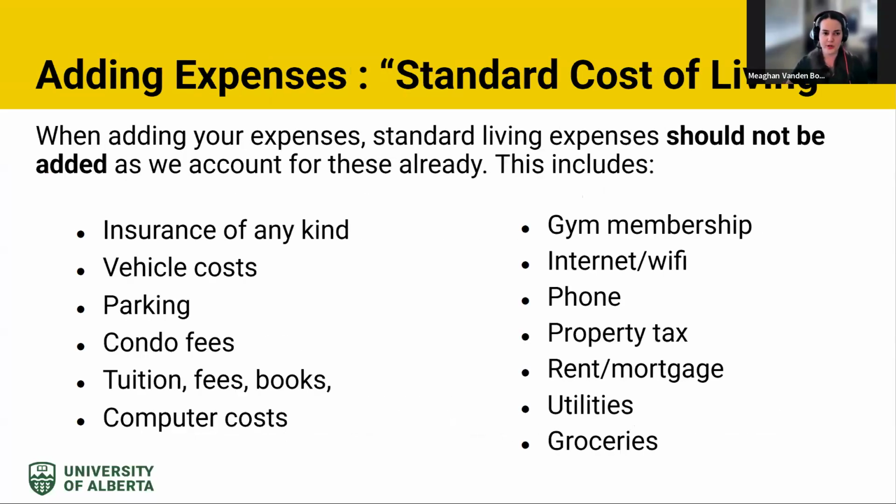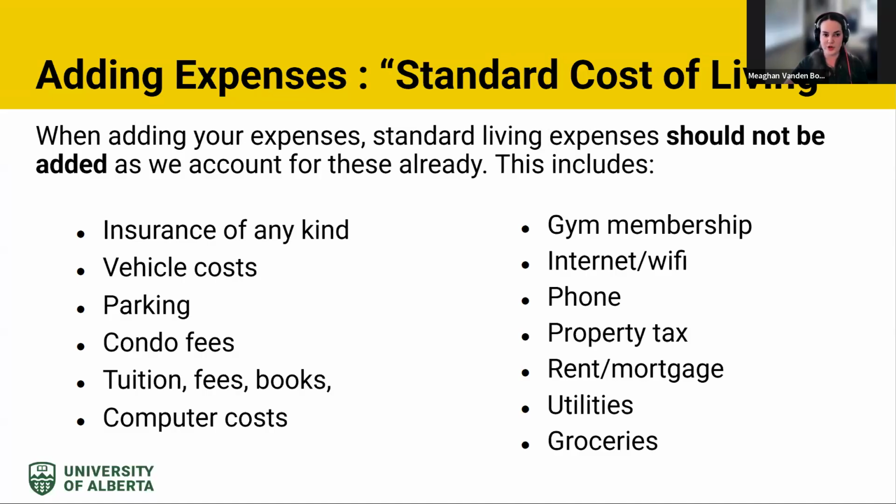Okay. So when you're adding expenses, there are things that we include in something called a standard cost of living. That is an amount that we add to your application for each month of the academic year, sort of like a living standard. So that's why we're asking about dependents and about a partner, because if you have a partner or dependents, your living expenses are much higher than if you are by yourself.